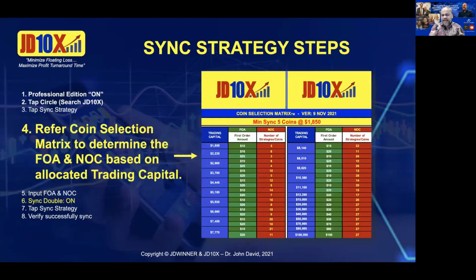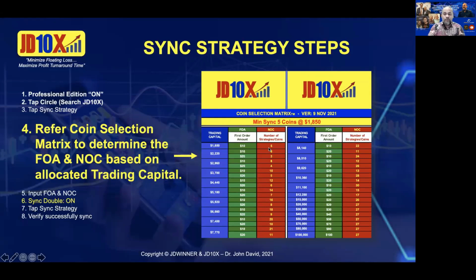Now, thereafter, this is very important. For JD Winner, we have the coin selection matrix. Definitely for JD10X, we have the coin selection matrix too. If you look into the coin selection matrix, it is highlighted very clearly that the minimum sync is 5 coins at 1,850. And you will also see under the matrix that the first row is 1,850. The first order is 10 and the number of coins is 5.